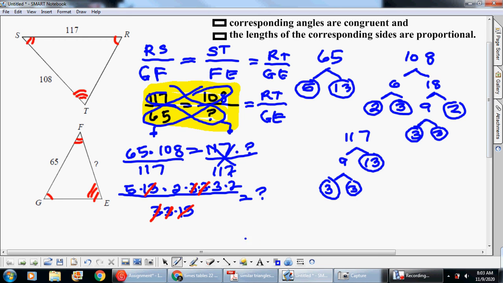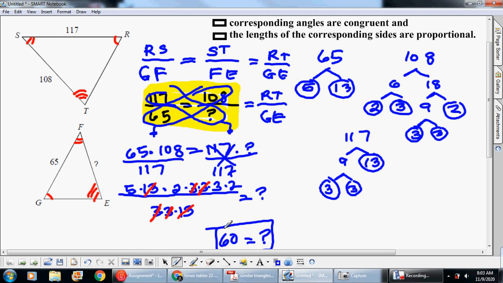So all you have is the question mark will be 5 times 2 is 10. 10 times 3 is 30. 30 times 2 will be 60. And that is the answer.